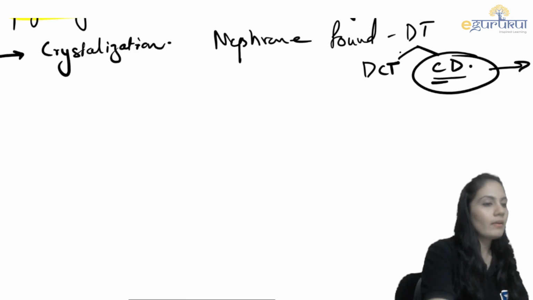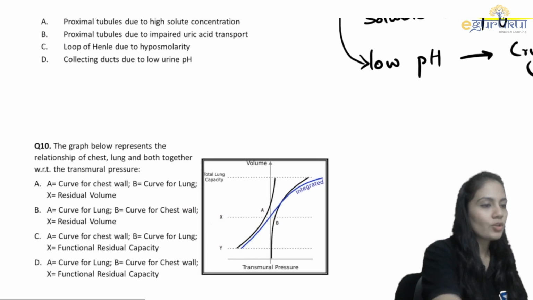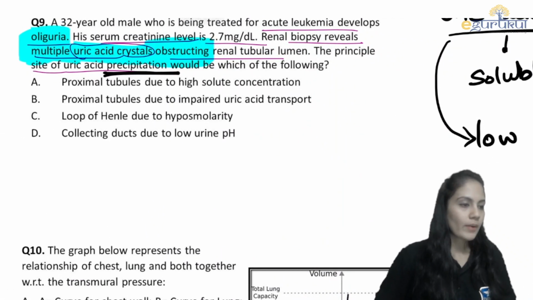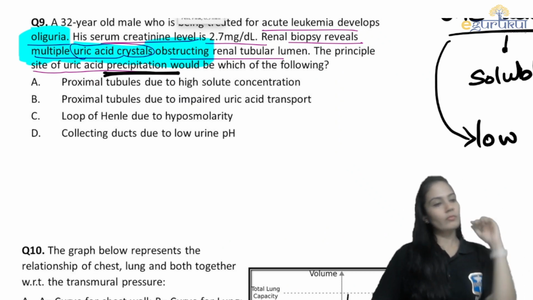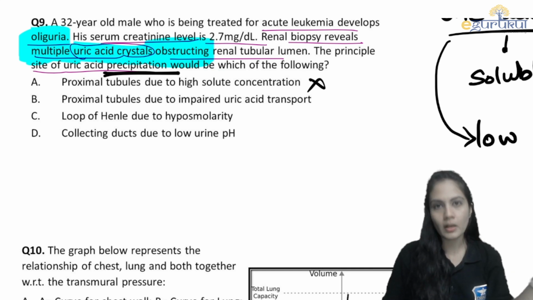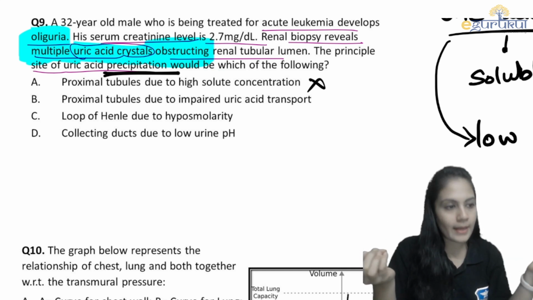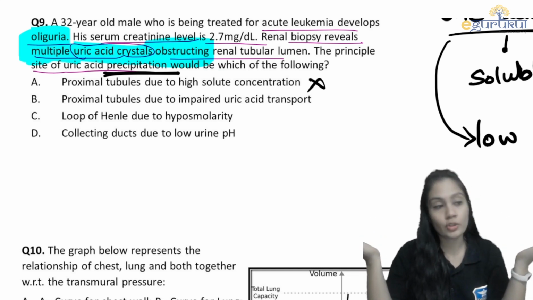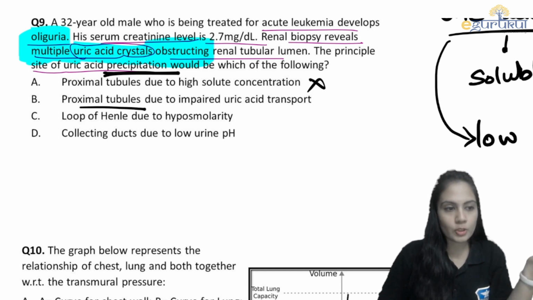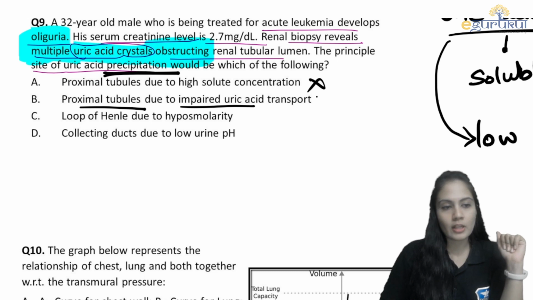So basically we got the answer that you have to identify the lowest pH first, and then you have to talk in terms of all of this, right? So we know that in the proximal tubule, due to high solute concentration, this is not possible. Over there the isotonicity is there and water is pretty much there, so there are no chances of precipitation. Proximal tubule, again it is talking about proximal tubule, it has pretty much similar isotonicity and the pH is almost similar. So impaired uric acid transport? No, uric acid transport is not happening over there.